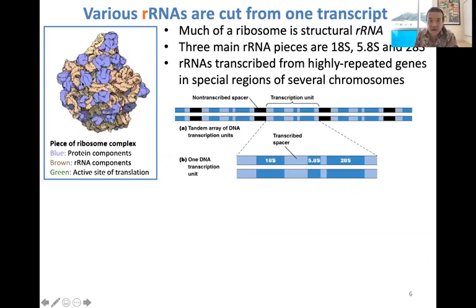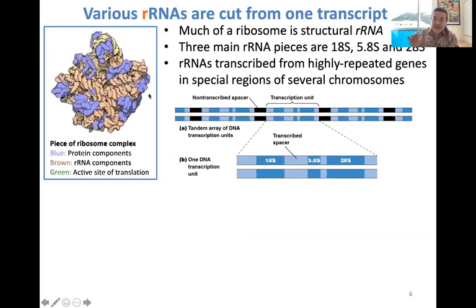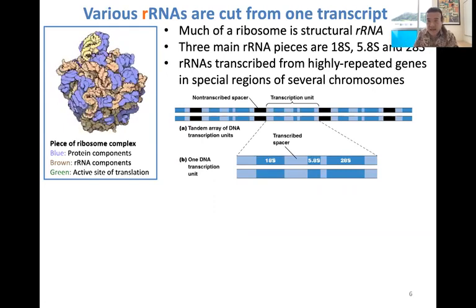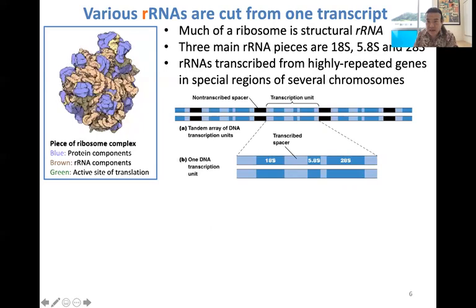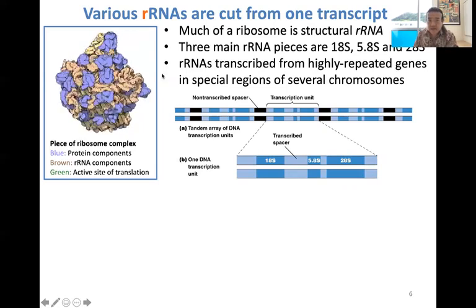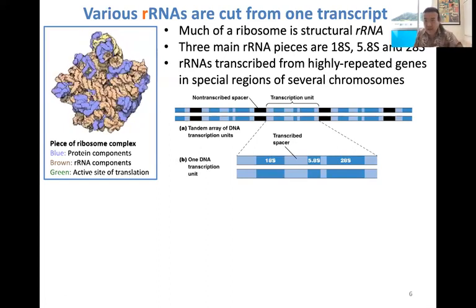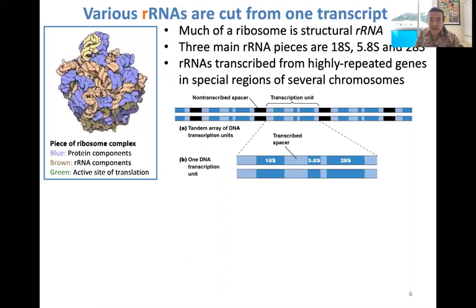So let's take a look at the rRNAs that make up the ribosome. There are three main types of rRNA pieces: the 18S, the 5.8S, and the 28S. These are distinct rRNA pieces that all come together to help make this ribosome. They are the squiggly brown things in there.